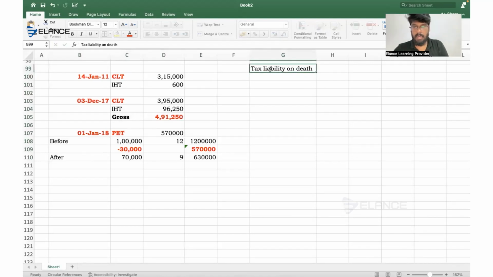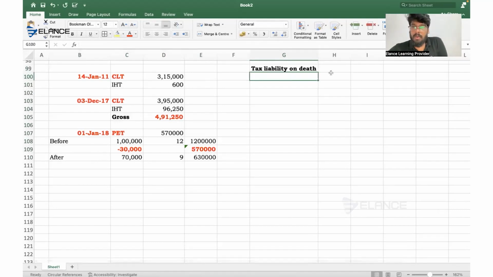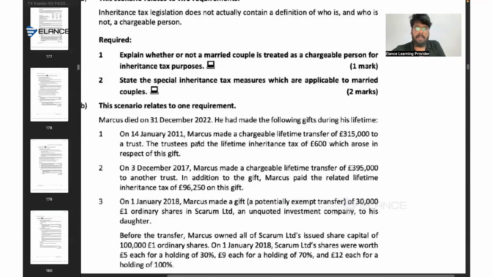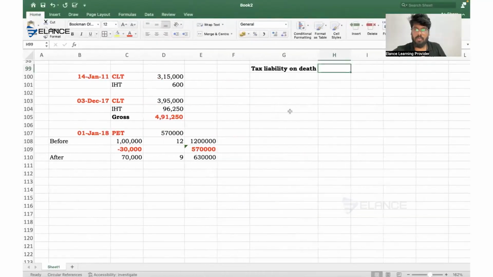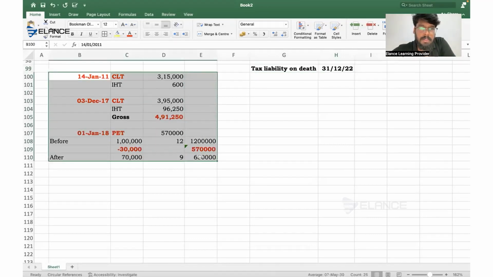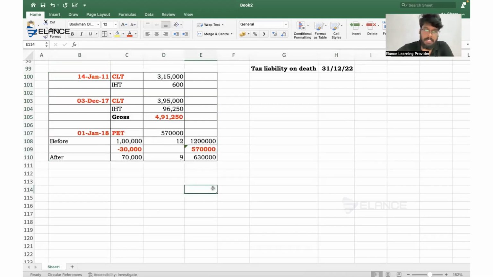Okay, let us discuss the additional tax liability on death. Marcus died on 31st December 2022. The death date is 31st December 2022. So among these three transfers, which transfers will be chargeable on death?